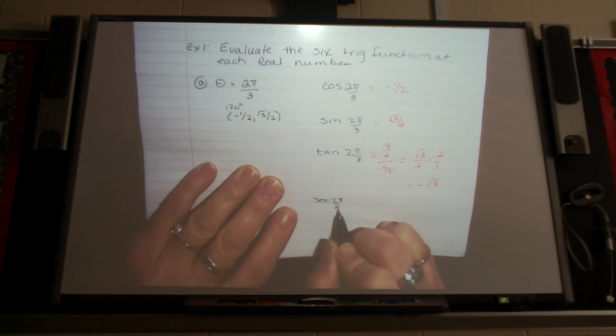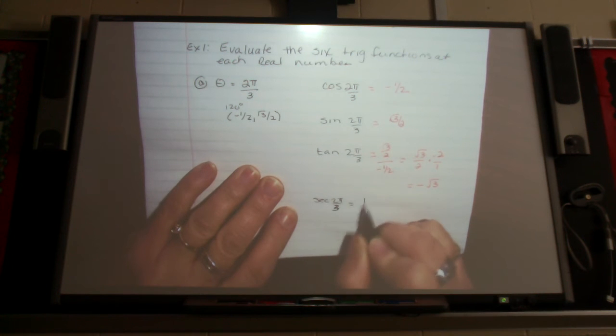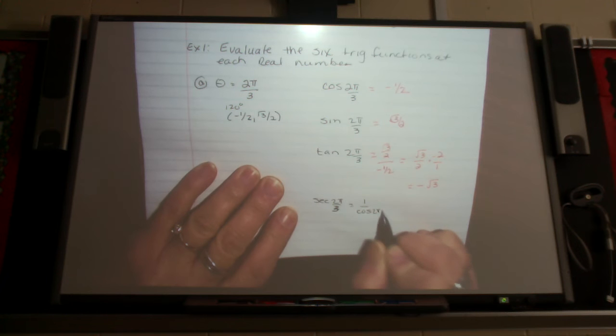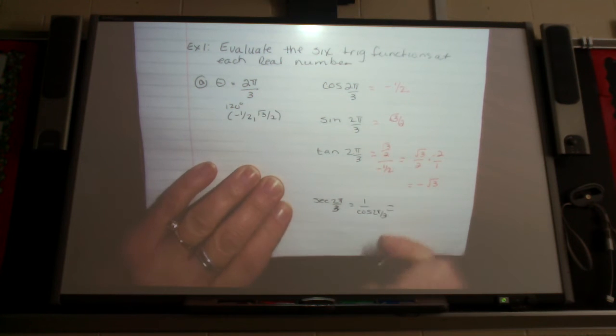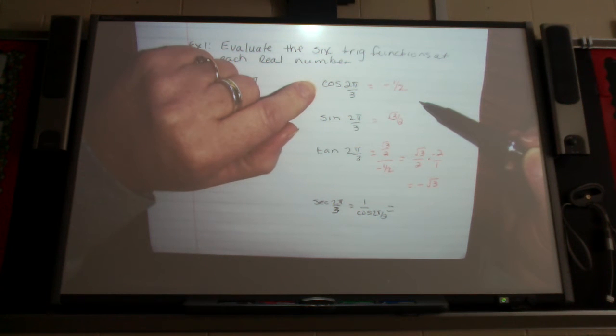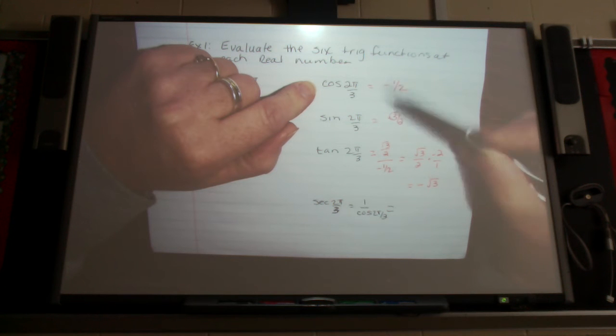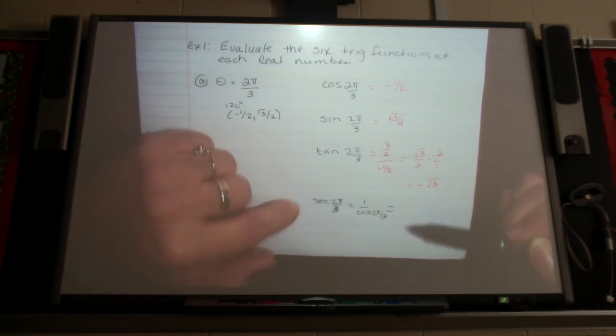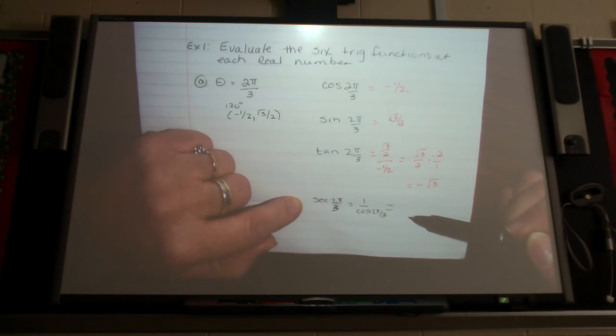Secant of 2 pi over 3 is the reciprocal of cosine of 2 pi over 3. Cosine of 2 pi over 3 is what? Negative 1/2. And what's the secant then? Negative 2.